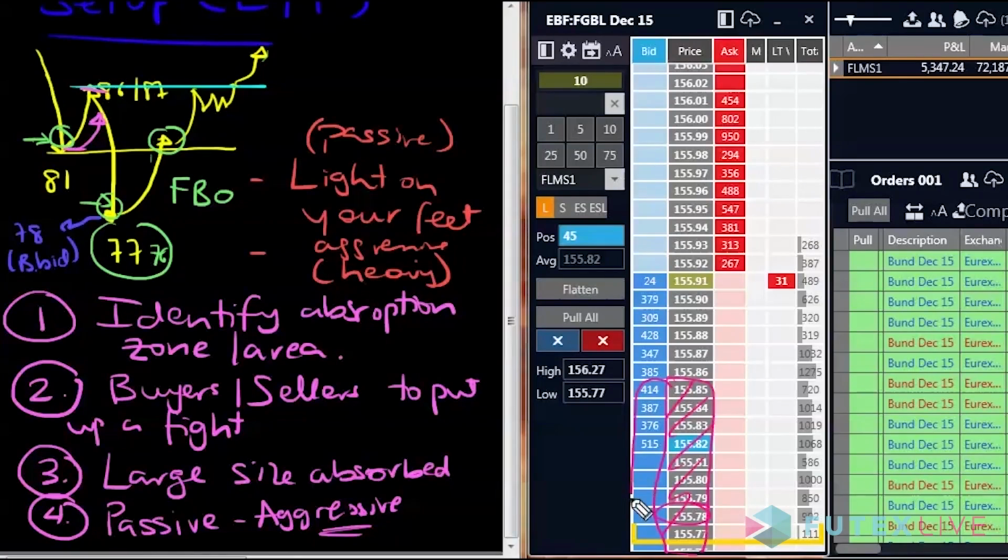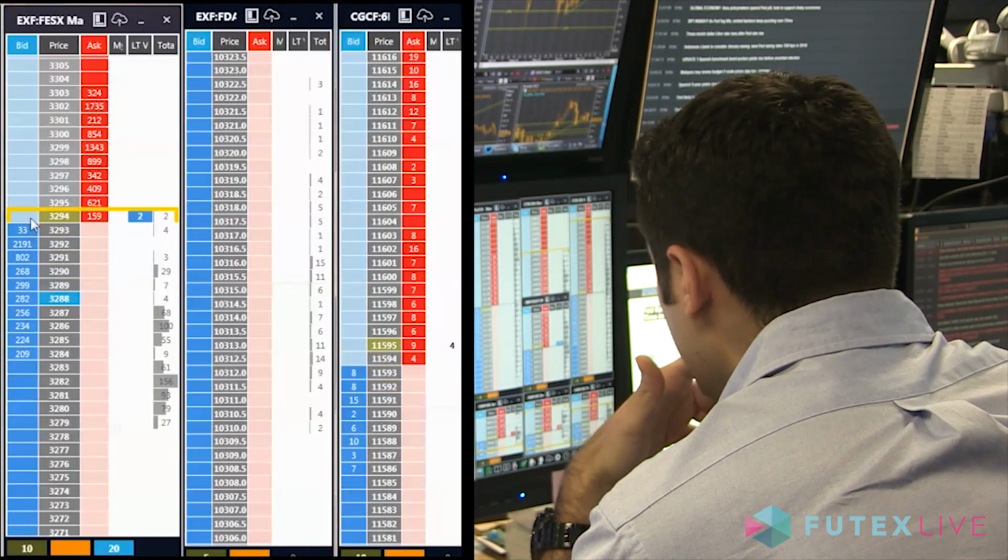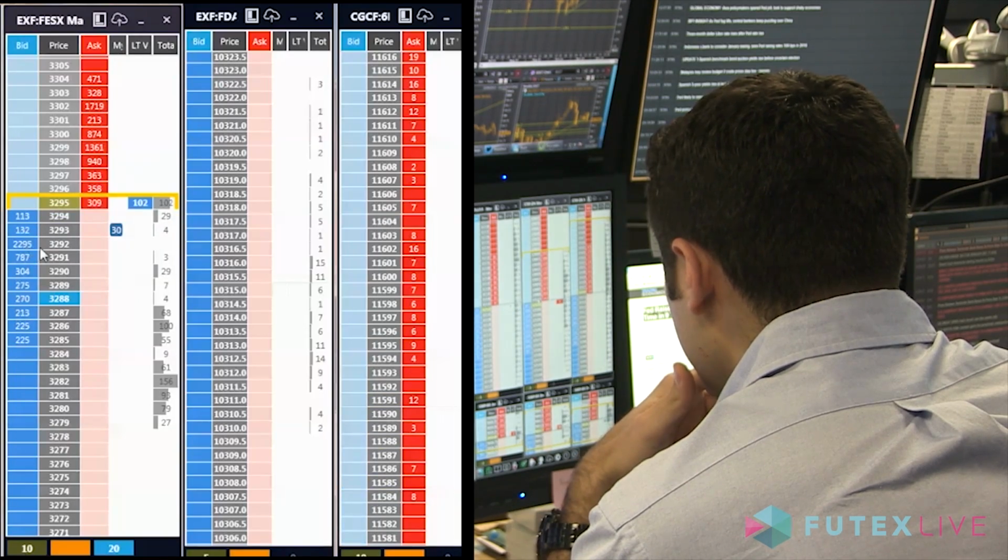Does the price action on the buy side reflect absorption? That's way bigger than we expected. Way bigger. We're going to be buying in front of this 2001 here, 32.